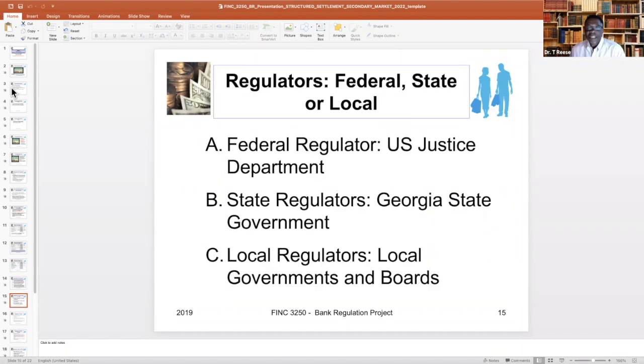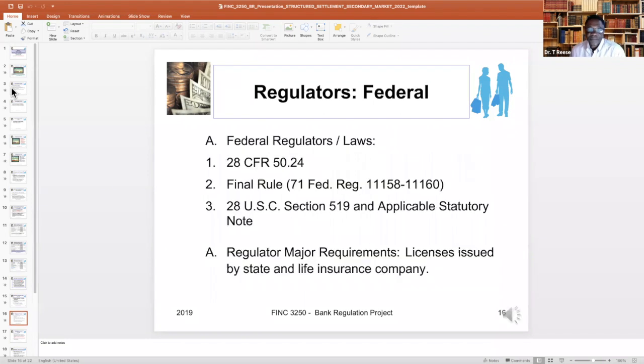On slide 15, we identify the regulators who are responsible for overseeing this type of activity. At the federal level, it's the Justice Department. Do you want to confirm that? At the state level, it's Georgia State. And at the local level, you want to identify if there are any local entities who are responsible for supervising this. Now, we've identified the federal laws that apply. You just want to confirm that they are still true.